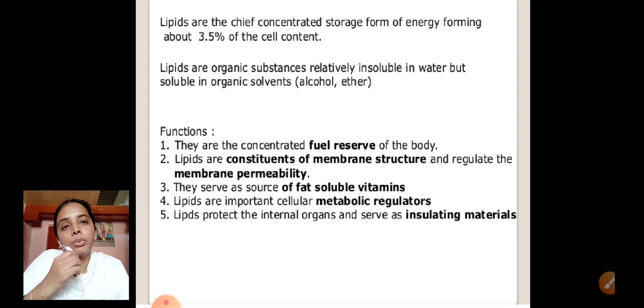The functional properties of lipids: they are the concentrated fuel reserve of the body, and lipids are constituents of membrane structure and regulate the membrane permeability. They serve as a source of fat soluble vitamins. Lipids are also important cellular metabolic regulators. They protect the internal organs and serve as an insulating material.